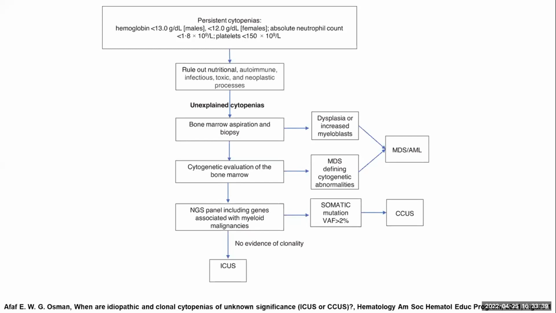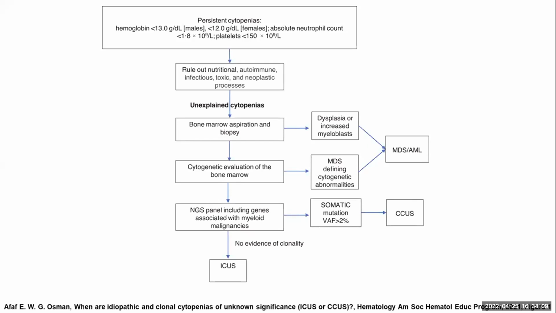If there is dysplasia and increased myeloblasts, this could either be MDS or AML, and this we can then ascertain with quantification of the blasts and other molecular abnormalities that are diagnostic of a relevant condition. And then when you look at the cytogenetic evaluation of the bone marrow, you have to look for evidence of MDS defining cytogenetic abnormalities or those that are defining for AML, and then classify as such.